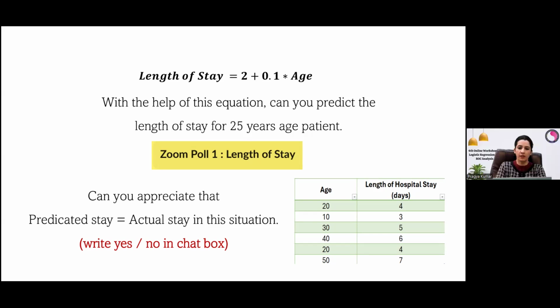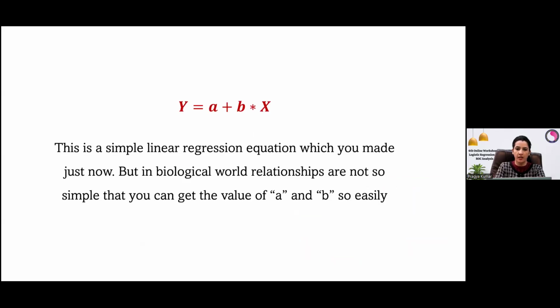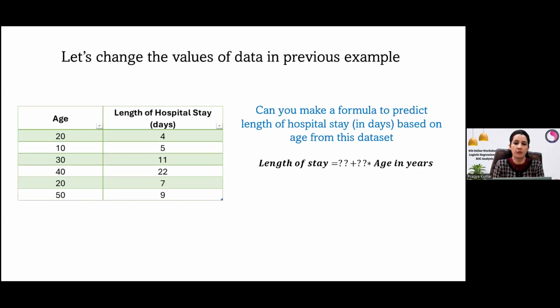So now, in this case, you can see that the length of stay, actual and predicted, are the same. It is equal. There is no difference. So this is a simple linear equation, and you know that in the biological world, this is not so simple. Why? Because it's not governed by a single variable. So if you have many variables in question, we can change the data.